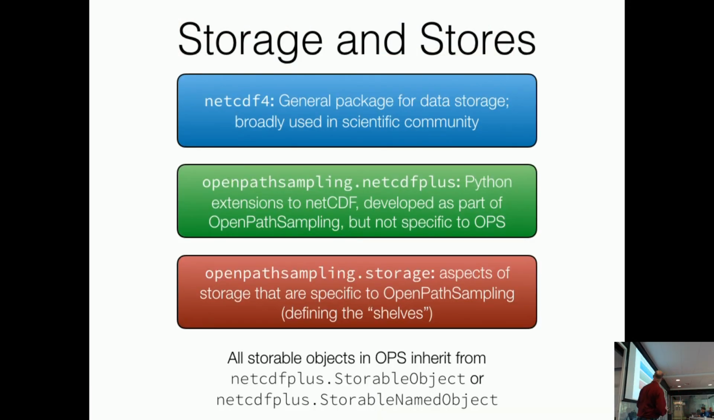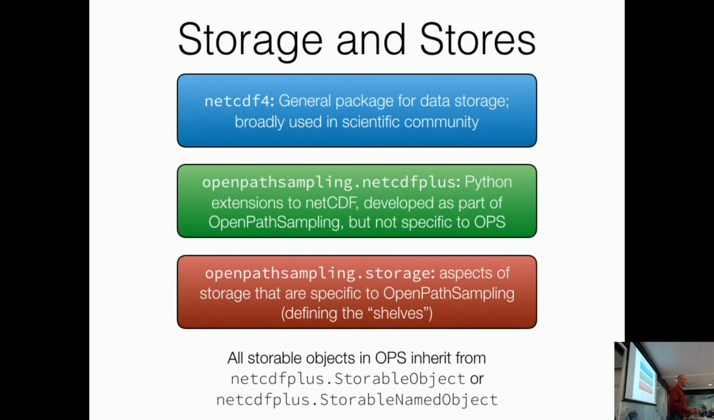So there are different levels of code that we're working with here. First off, all of our storage, at least at this point, is built off of netcdf4, a general package used broadly within the scientific community for data storage. On top of that, Jan Hendrik has written what we call netcdf plus, which will eventually be separated outside of OPS because it's useful beyond just OPS. But right now, it's Python extensions to netcdf that were developed as a part of OPS, so it's inside the OPS code. Then you get to the details of what OPS needs to talk about. What's a trajectory, what's a snapshot, things like that. Those are in OpenPathSampling.storage. And so that's defining the shelves that we need to work with.